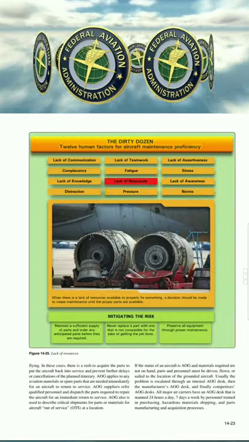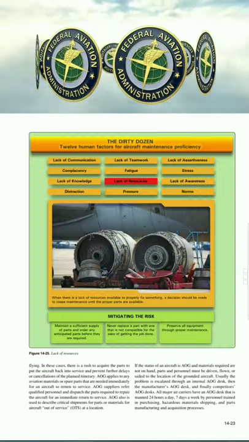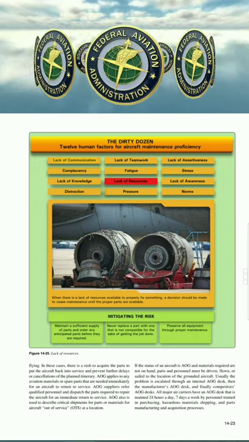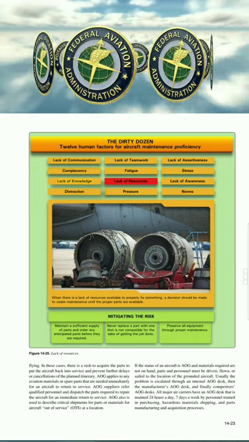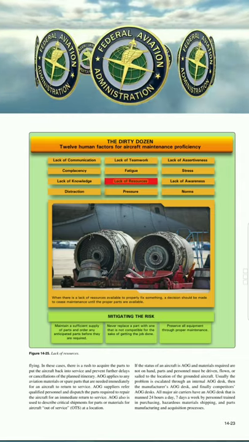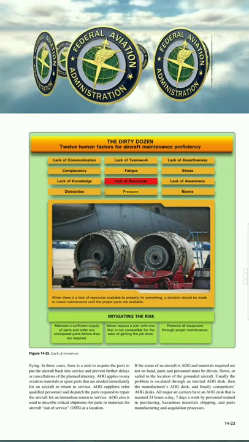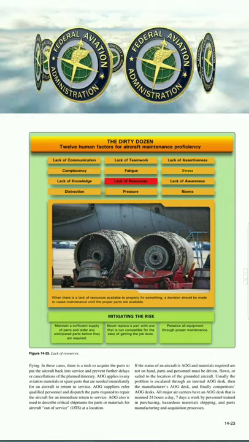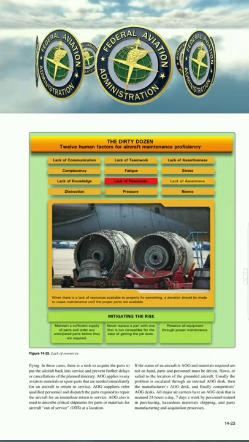Figure 14-22. The Dirty Dozen: 12 Human Factors for Aircraft Maintenance Proficiency. Lack of communication. Complacency. Lack of knowledge. Distraction. Lack of teamwork. Fatigue. Lack of resources. Pressure. Lack of assertiveness. Stress. Lack of awareness. Norms.